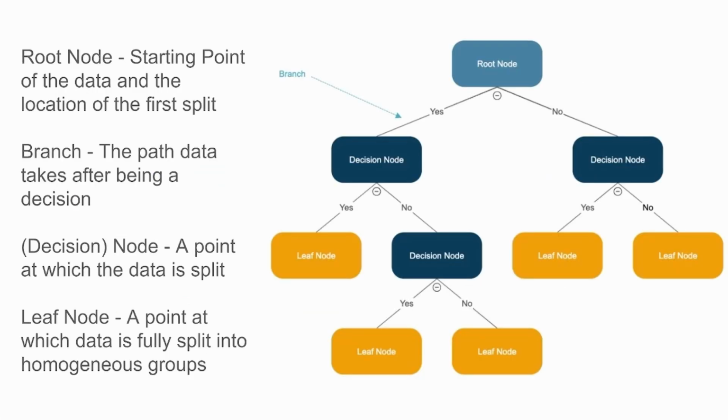Here is an example of a decision tree, with labeled definitions of the components. Feel free to pause the video for a few moments to go over any of them.